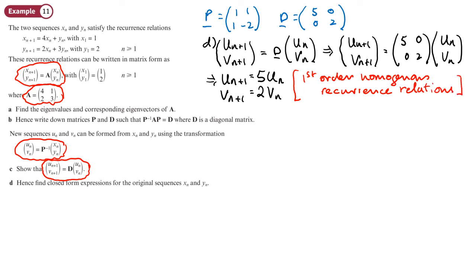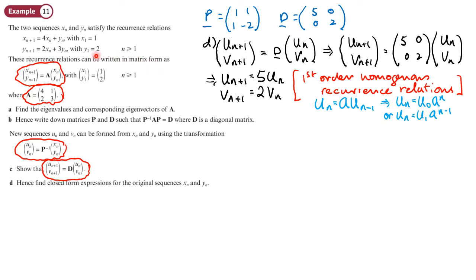And just as a reminder, if we've got a recurrence relation in this form, un equals a times un minus 1, then the solution to that is either going to be un equals u0 times a to the power n, or un equals u1 times a to the power n minus 1. Now it all depends on whether we have been given u0 or u1.